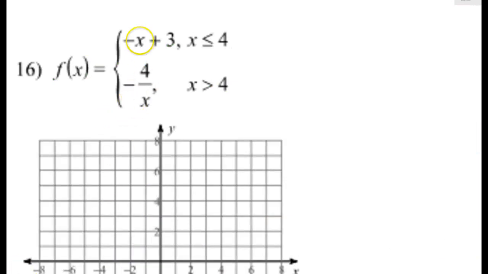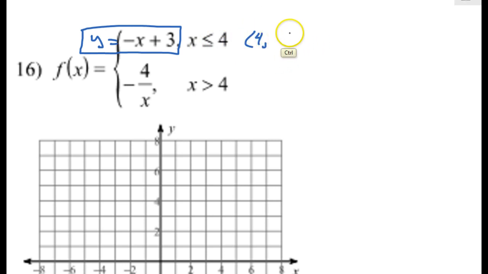Let's do one more. Alright, so another piecewise function. So let's start with the top piece, y equals negative x plus 3. Alright, so I'm about to graph this piece of the function. I see that it has an endpoint because of the domain. The endpoint is going to be 4 comma something. 4 comma what? If I take this 4 and plug it in, that's going to be negative 4 plus 3. That's negative 1. So this is the endpoint. Closed circle because or equal to. It's included.